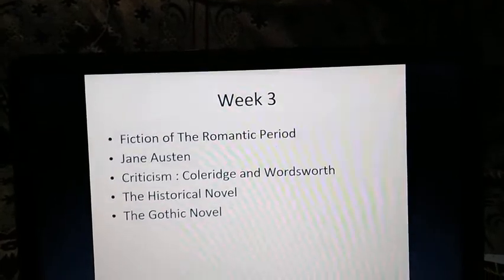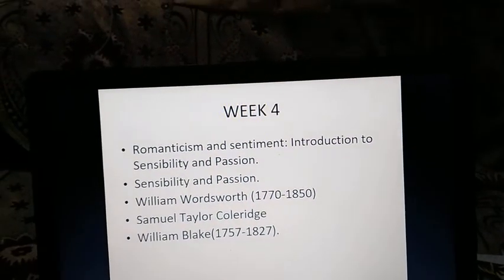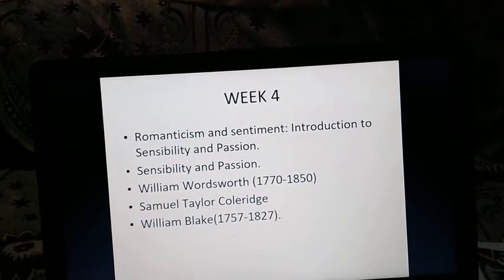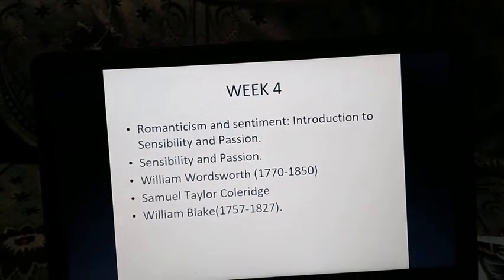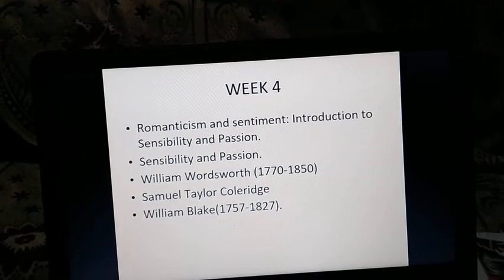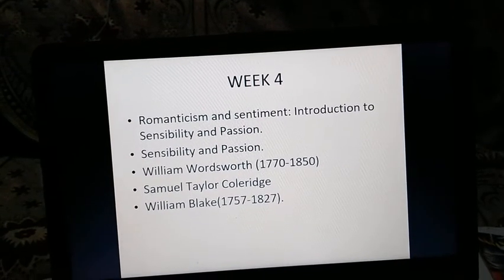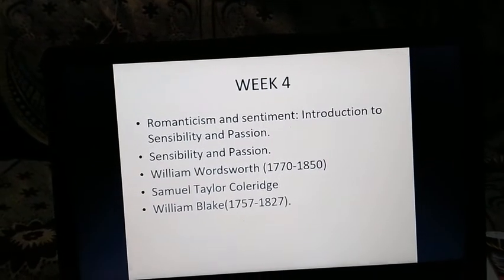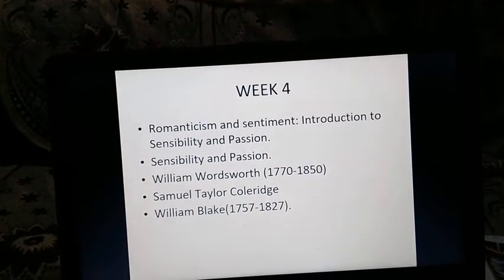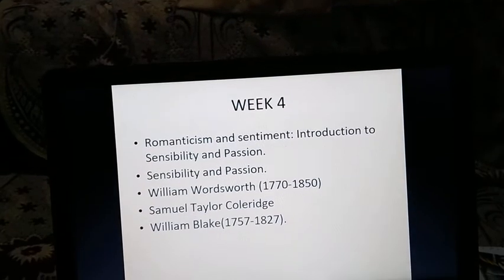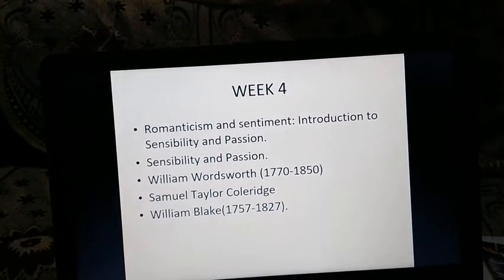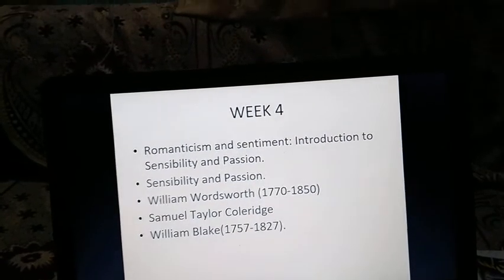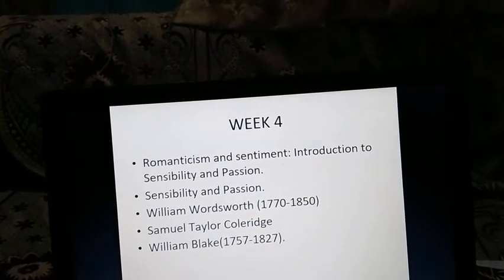In the next week, that is week 4, first of all, we had a revision of week 3 and the exercise regarding the same was done. It was followed by a small introduction to Romanticism and sentiment. The topics covered were School of Romantics, second generation of the Romantic movement, William Wordsworth, Samuel Taylor Coleridge and William Blake. These 3 were the major poets of the Romantic period.